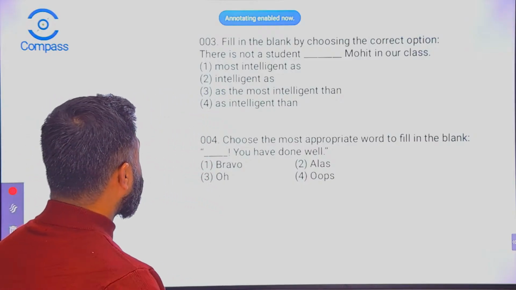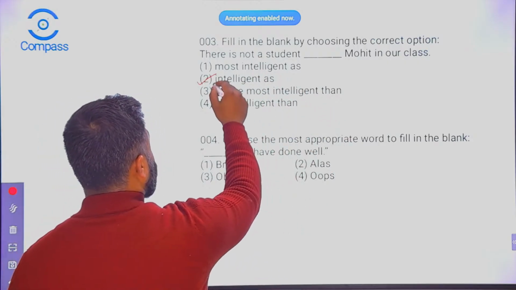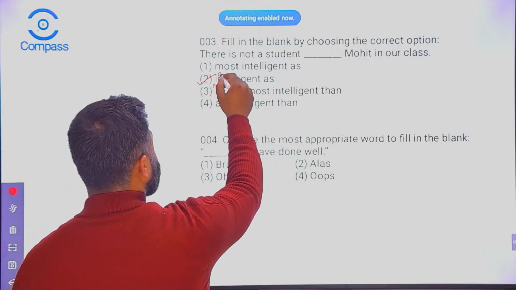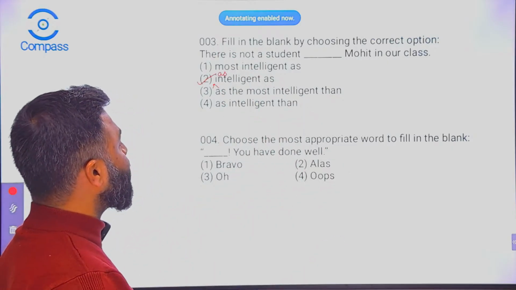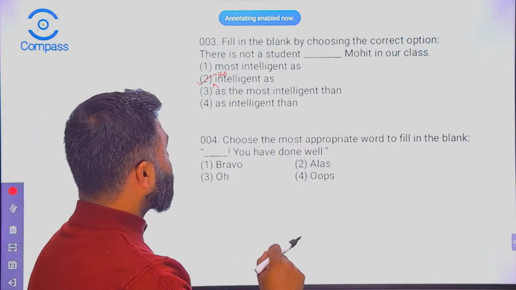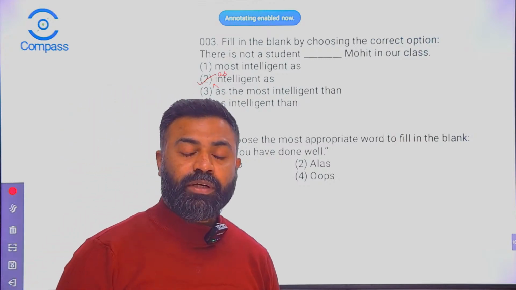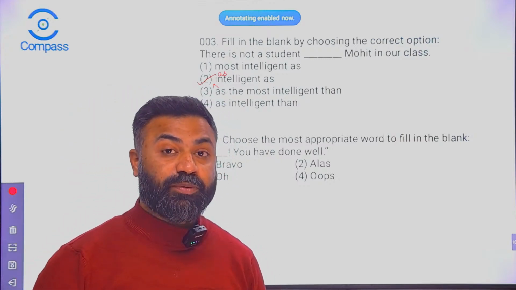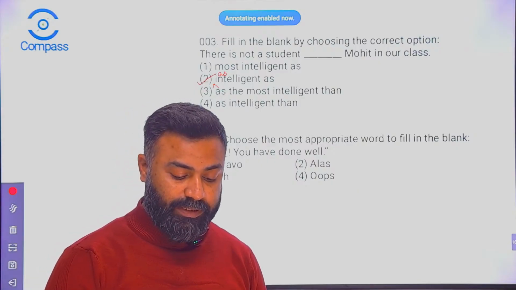Okay, so the correct option is intelligent as. And here the word as is missing, so I'm going to put as. So now the sentence would become, there is not a student as intelligent as Mohit in our class. So can somebody tell me which form of degree has been used here? You can drop in your answer in the comment section.